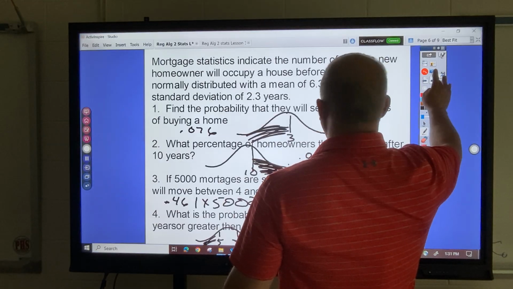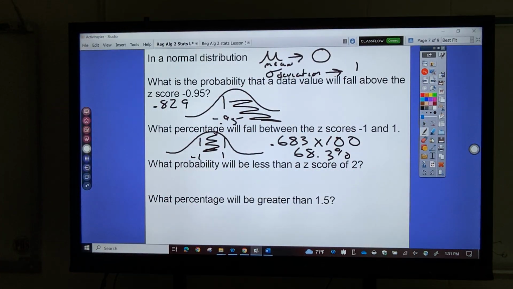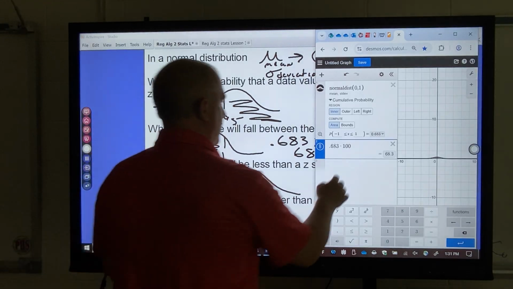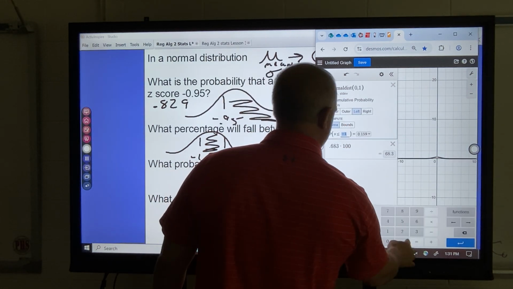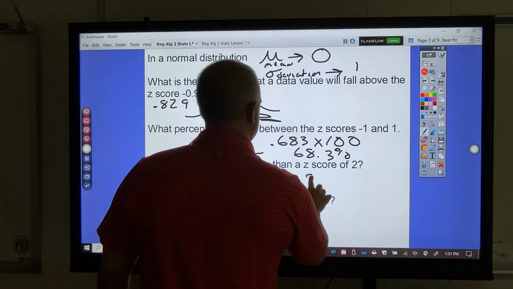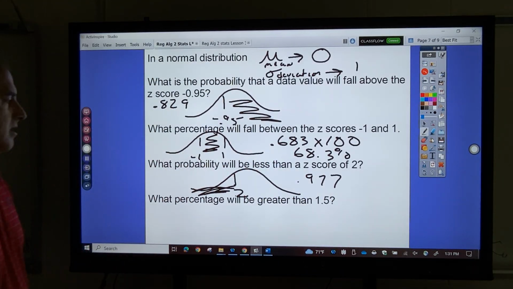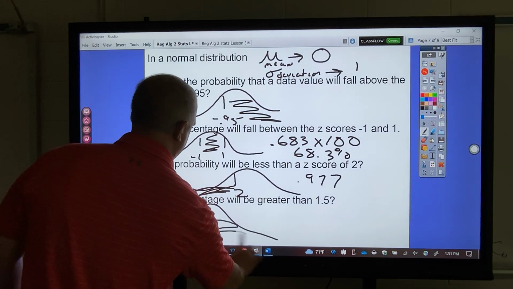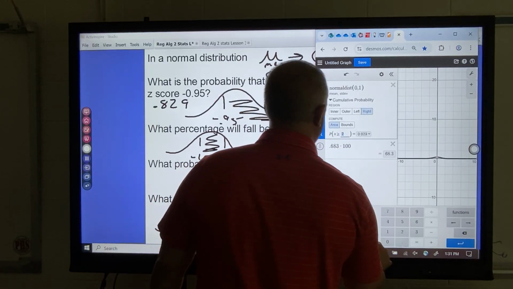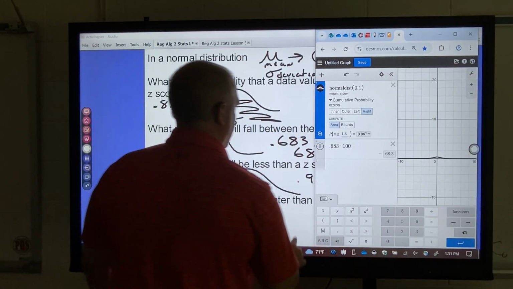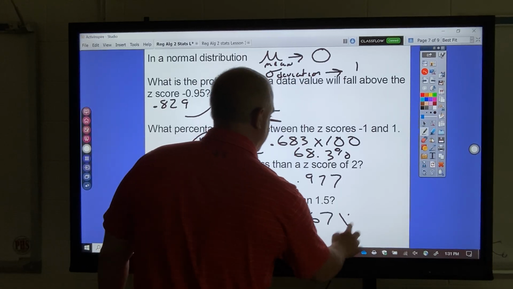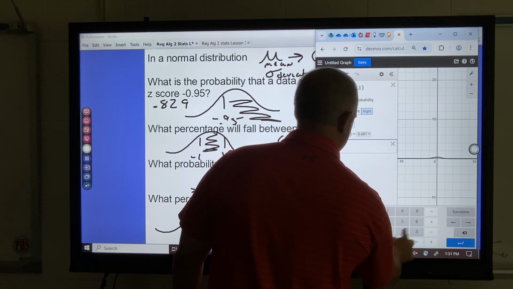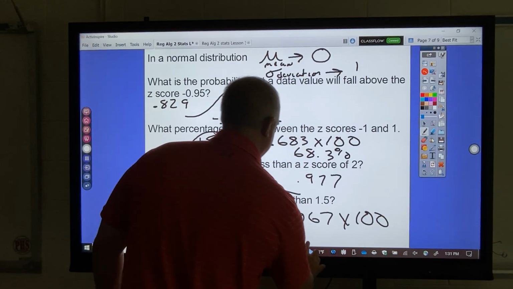Okay, so let's go back to our problem. What probability is the z-score less than 2? Well, what does that mean? 2 left. Okay, so I'm going to go left, 2. 0.977. What percentage will be greater than 1.5? 1.5 would be to the right. We're going right, 1.5. That's 0.067. And since it's percentage, I multiply by 100. So don't outthink yourself on these. Some of these are really this simple. 6.7%.